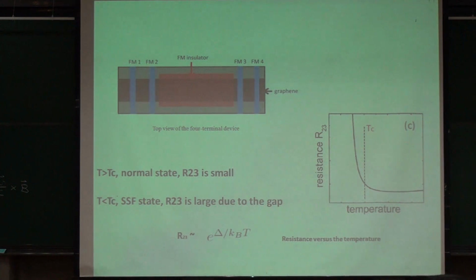I would like to clarify two things. First, the Meissner effect and Josephson effect, is that general for spin superconductors or just for ferromagnetic graphene? It's general, it's very general.